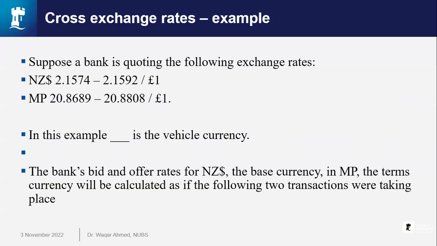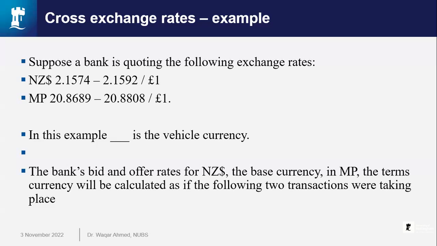Continuing with the example, here we have these two currencies quoted against a common currency, which in this example is British pounds. Both of these currencies are quoted in pound terms. They may not be quoted directly against each other, but using this common denominator currency, or vehicle currency, we can calculate the cross exchange rate between these two currencies as well.